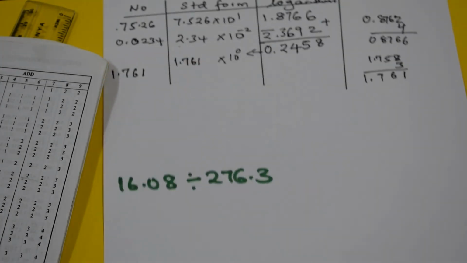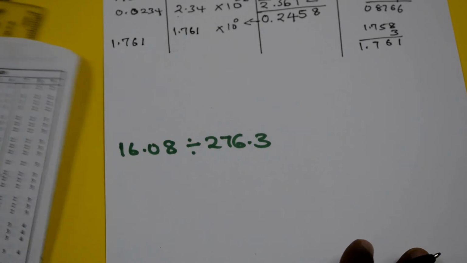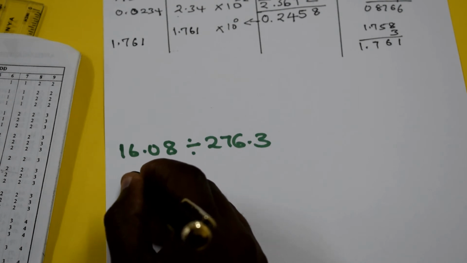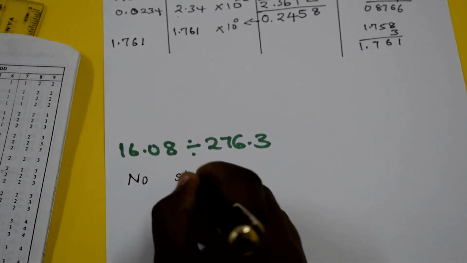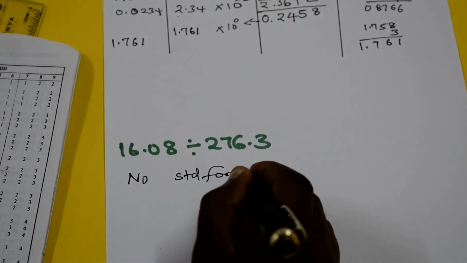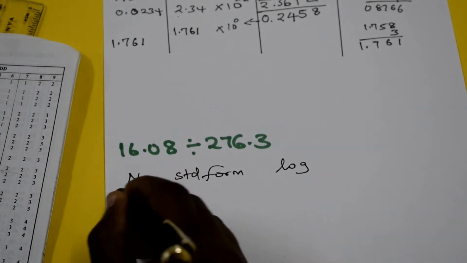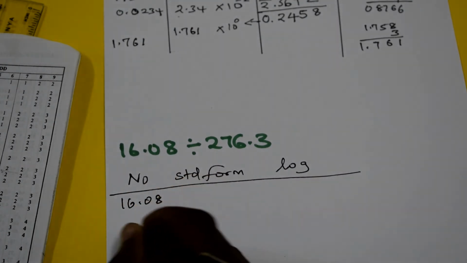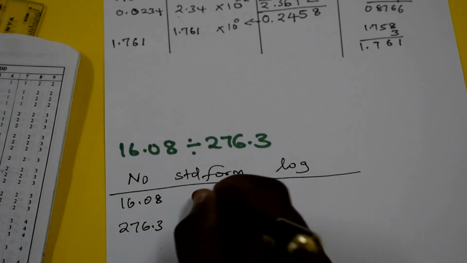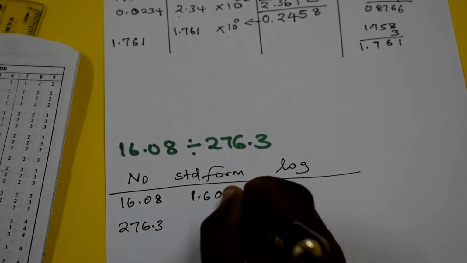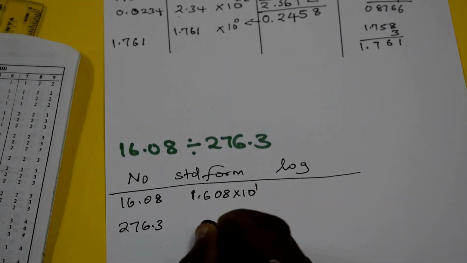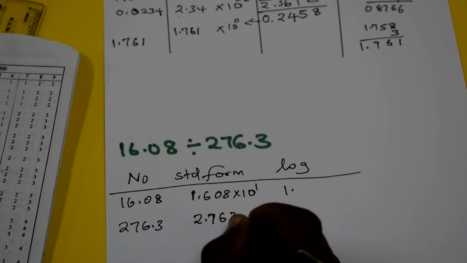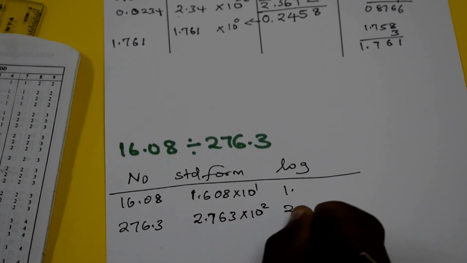So let's see what happens when we are dividing. The first thing, we organize: the number, the standard form. So we have 16.08 and we have 276.3. So 1.608 times 10 power 1, and that will give us 1 point. 2.763 times 10 power 2, 2 point.